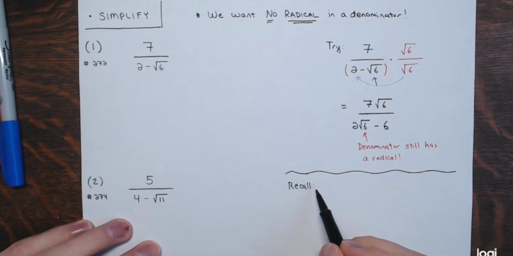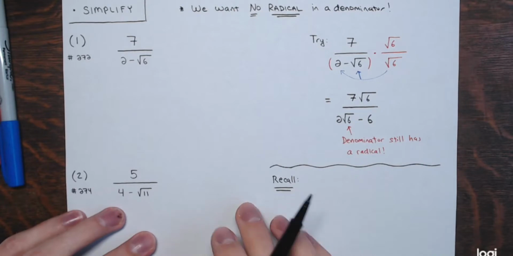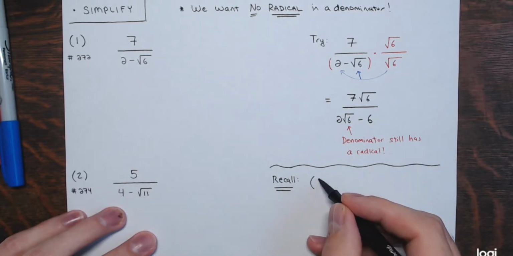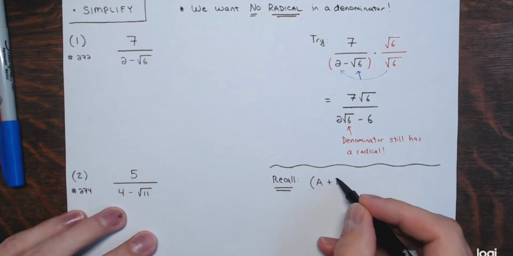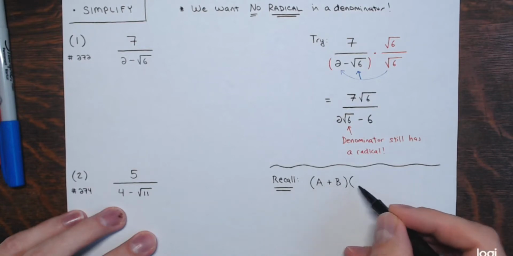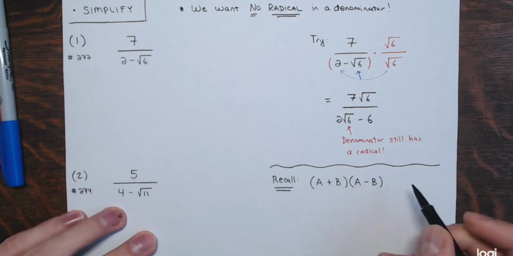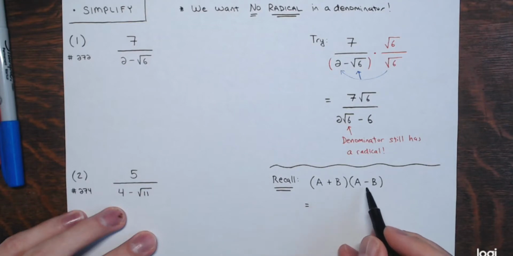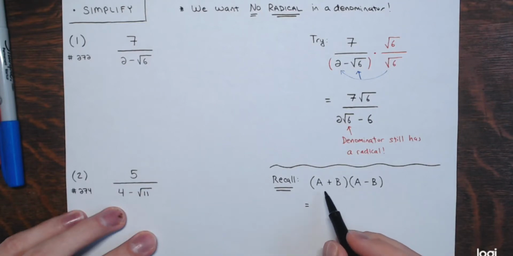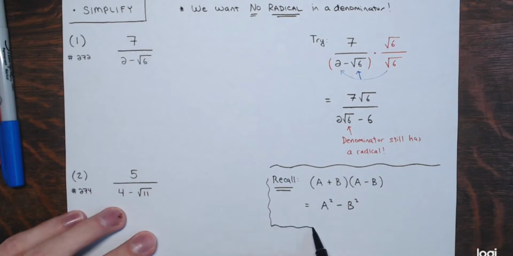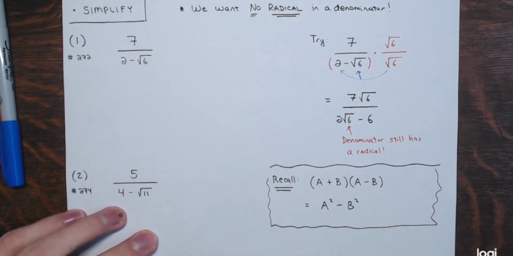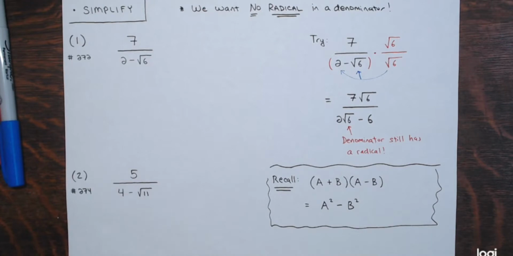Well, remember this. Remember what happens when you multiply by a conjugate? Say I take a plus b and multiply by its conjugate, a minus b. Do you recall that when you multiply two conjugates like this, you end up with a difference of squares? You end up with a squared minus b squared. So this is the key to rationalizing these denominators with two terms and some square roots.